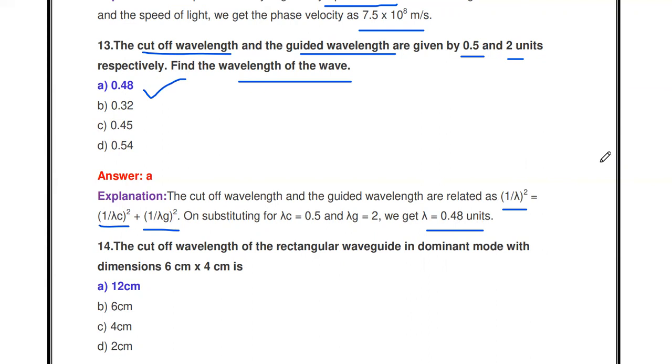Okay, so this is the relation between wavelength, cutoff wavelength and guided wavelength: 1 by lambda the whole square is equal to 1 by lambda c the whole square plus 1 by lambda g the whole square. Okay, you just remember this formula. These are two more problems.